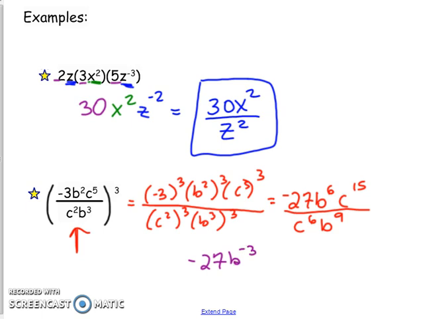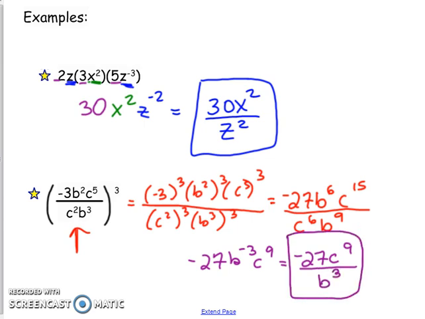And then c to the 15th over c to the 6th. If I subtract them, I'm going to get c to the 9th. Now I can't have a negative exponent, so I'm going to keep the negative 27 and the c to the 9th in the top. And then the bottom is now going to be b to the 3rd. Okay, so whether or not you did your simplifying before you raised it to the 3rd power, you still would end up with the same answer.